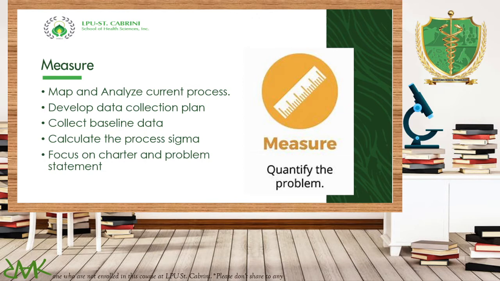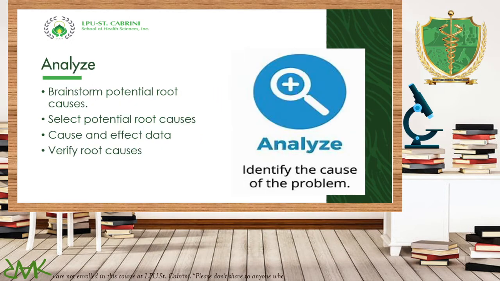And take note, the higher the sigma, the less variation in the process, which means the better the outcomes. And in healthcare setting, the sigma ranges from 3 to 4. I want you to take note and I want you to remember, guys, the higher the process sigma, the less variation in the process, and it means you will have better outcomes.